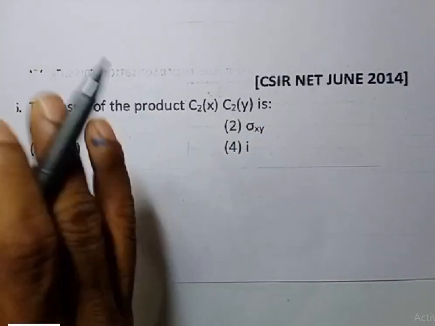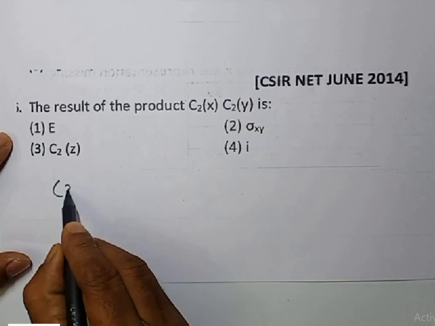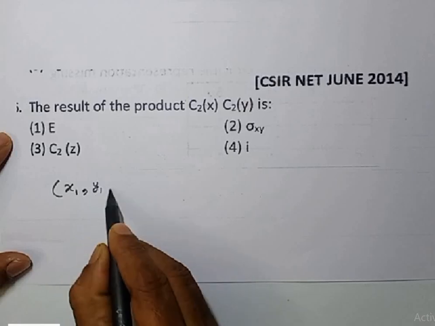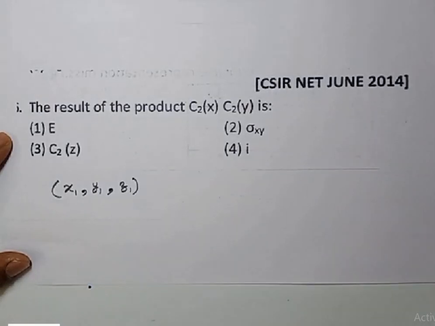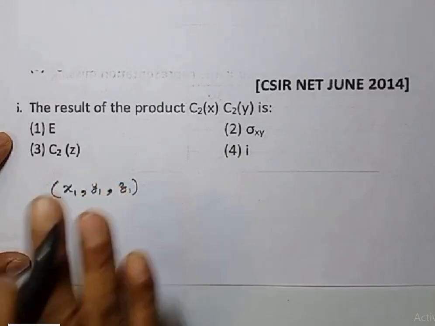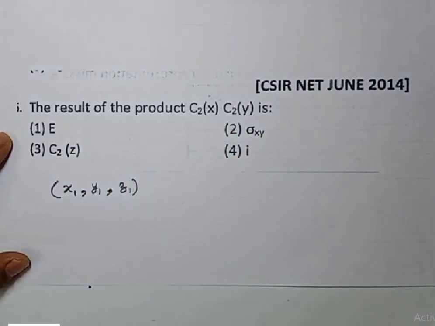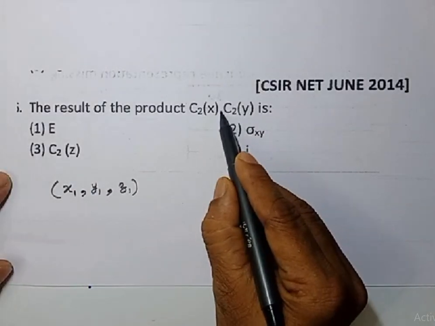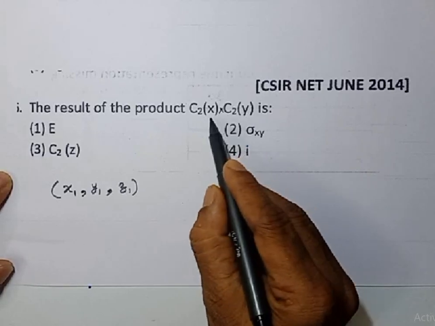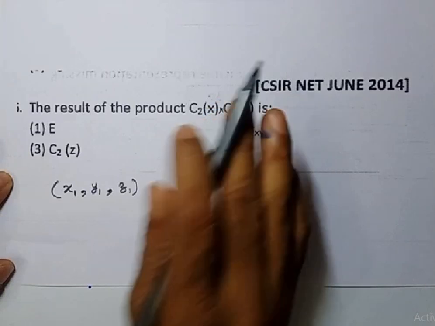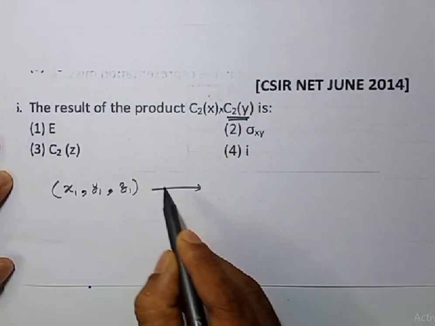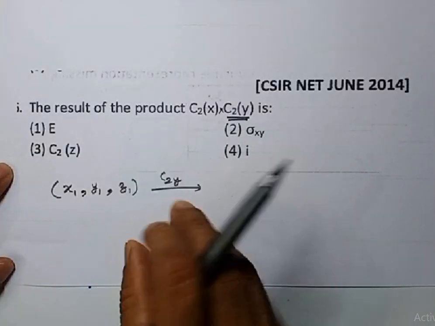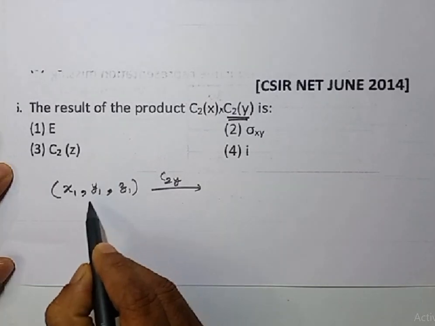You can use a single point and carry out the operation. Suppose you take a point in Cartesian coordinate space. Say for example, I'll take some point having X value X1, Y value Y1, Z value Z1. Now we should carry out these operations. I have already told you, if a product of two operations is given, you have to do the second operation first. So I'm going to carry out the C2Y operation. What is meant by C2Y? Along the y-axis you should rotate by 180 degrees.